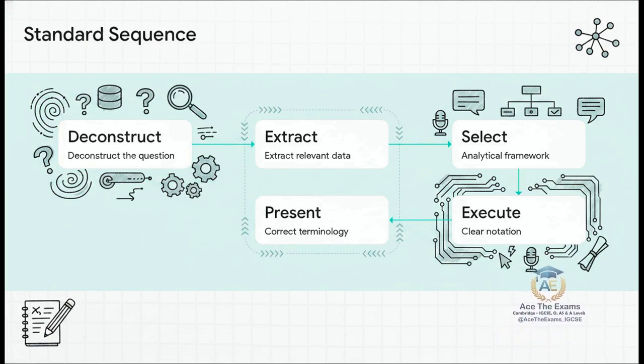Step 3. Select your analytical framework. Are you using a for loop? A while loop? Make that decision before you write anything. Step 4. Execute with clear notation. Write your pseudocode neatly. Step 5. Present with correct terminology. This is where you use the Peel framework if you need to explain your logic.